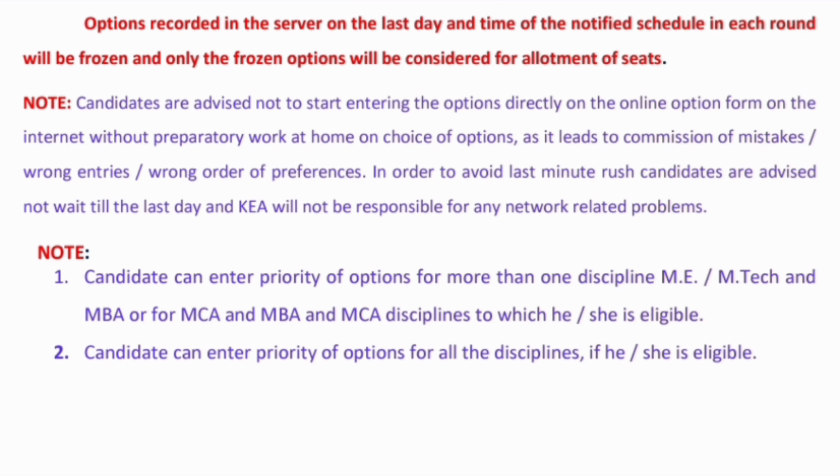So basically, in summary, candidates can enter multiple course options, ME, MTech, MBA, MCA in that combination, and they can put any number of option entries based on their requirements. So that's all the update on the overall process.